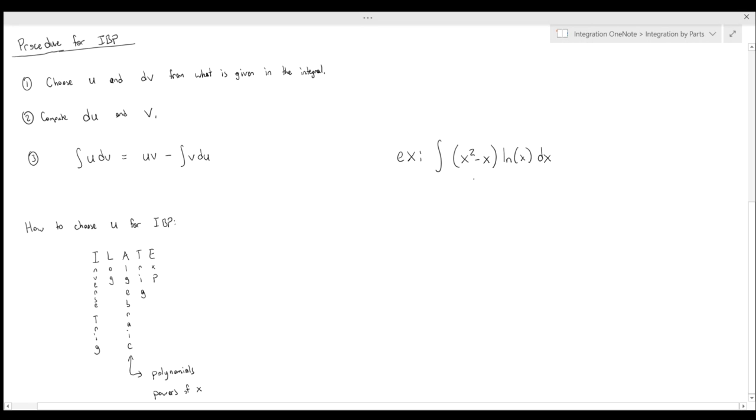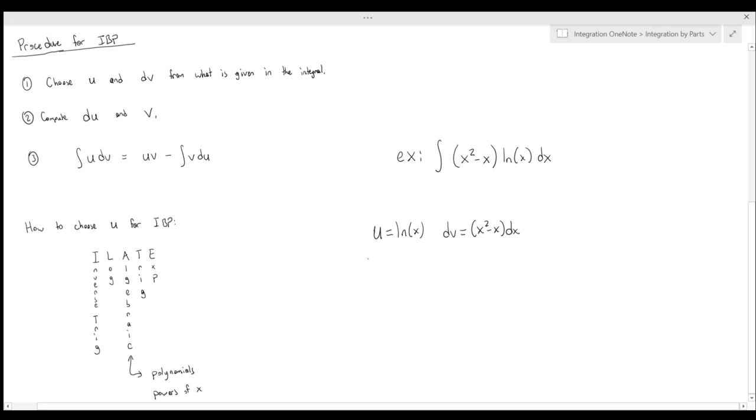So right now, between the two expressions that I have in the integral, if I follow this guideline on what to choose for u, the logarithm, the natural log, takes precedence over the algebraic expression, x squared minus x. So for u, I'm going to choose u to be the natural log then. And if u is the natural log, then the dv must be the x squared minus x dx instead.